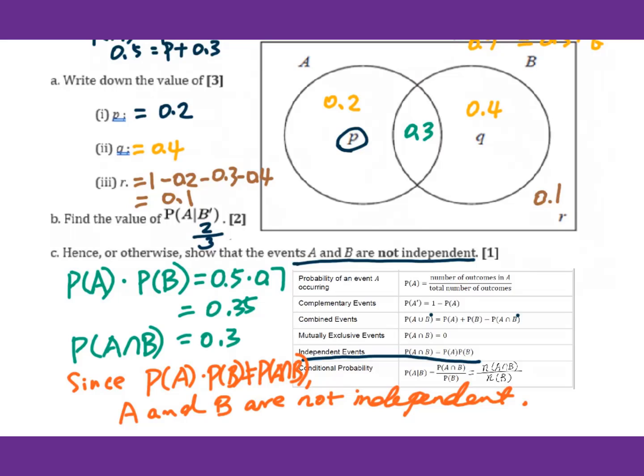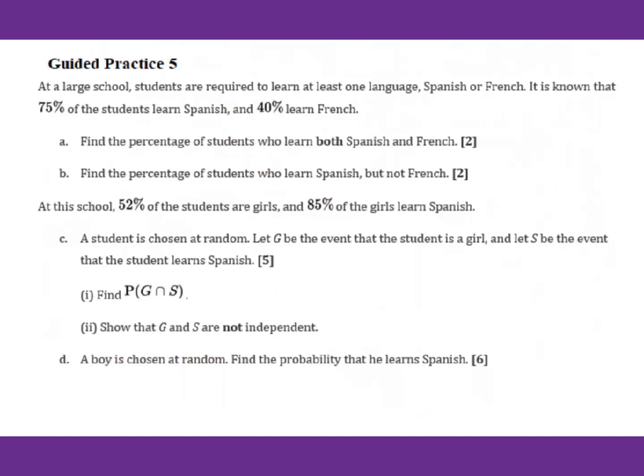So when you verify or show that the events are not independent, you have to use this formula to show whether they are independent or not. Let's go to guided practice 5.